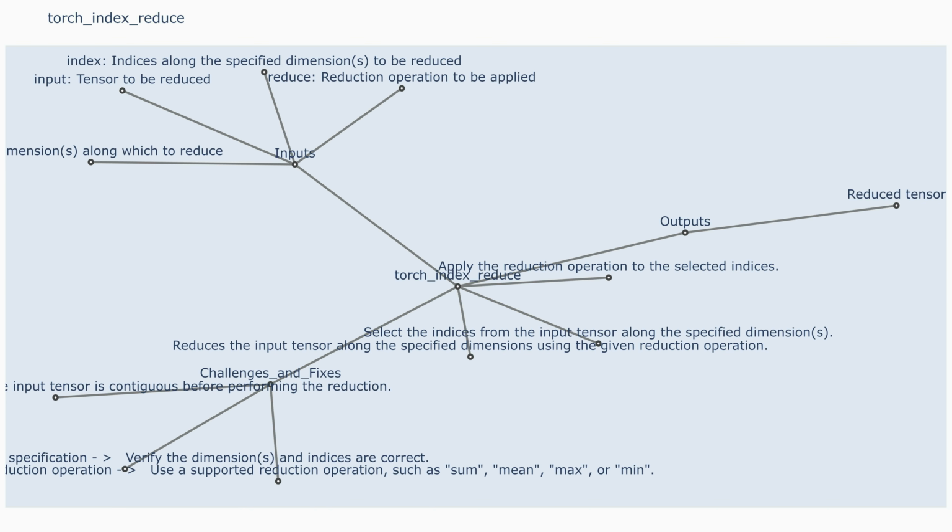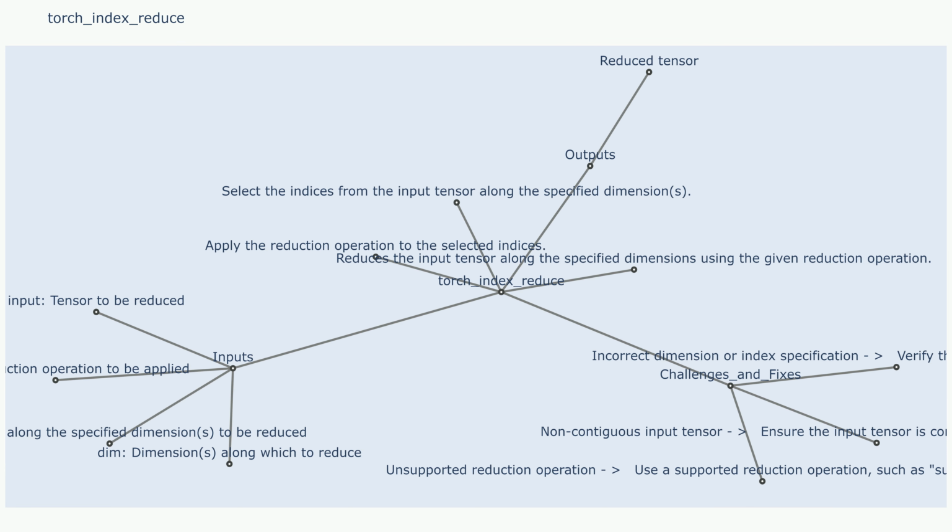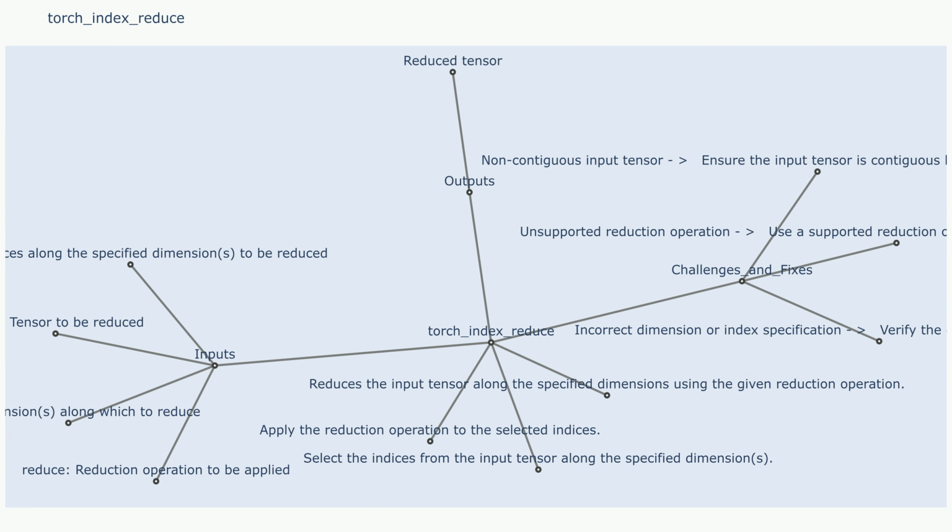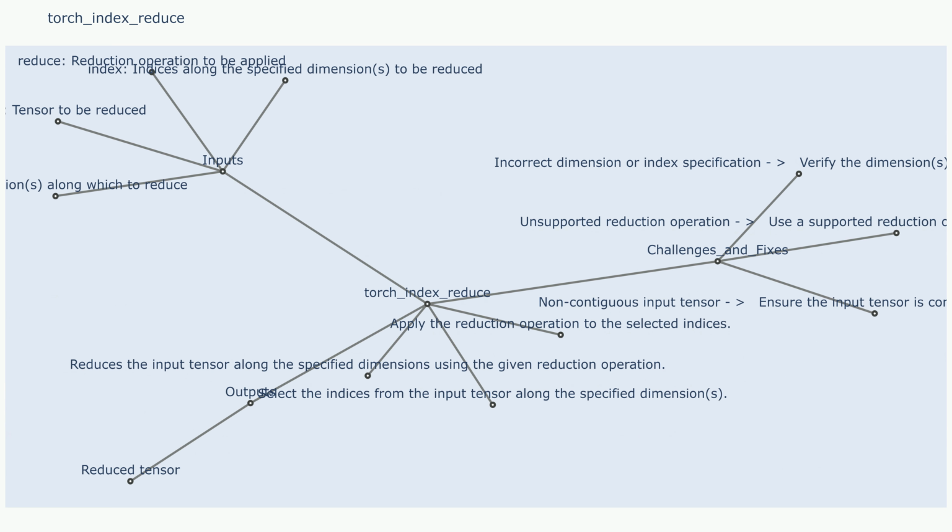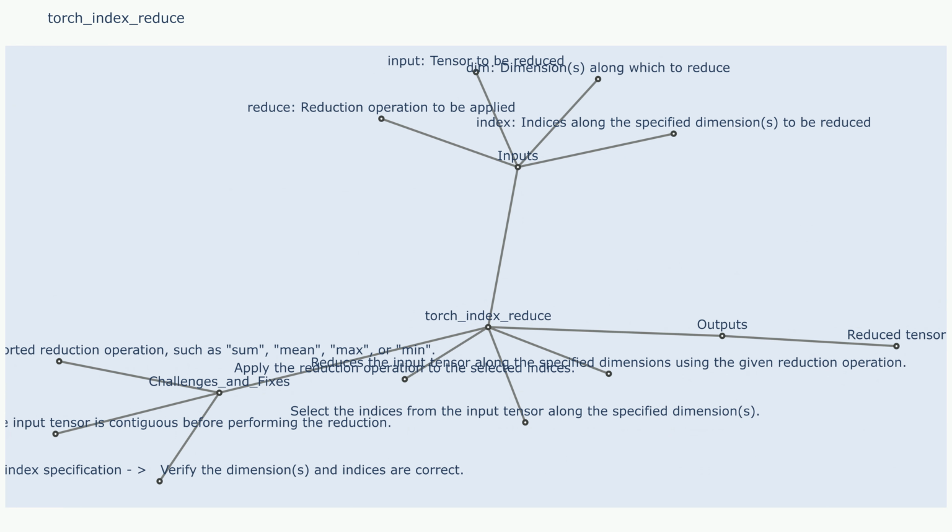Torch index reduce. Description: the torch index reduce function performs a reduction operation on a tensor along a specified dimension, using a set of indices to select elements for the reduction. Inputs: input, the input tensor to be reduced. Indices: a tensor containing indices used for selecting elements from the input tensor. Dim: the dimension along which the reduction is performed. Reduce: the reduction operation to perform.